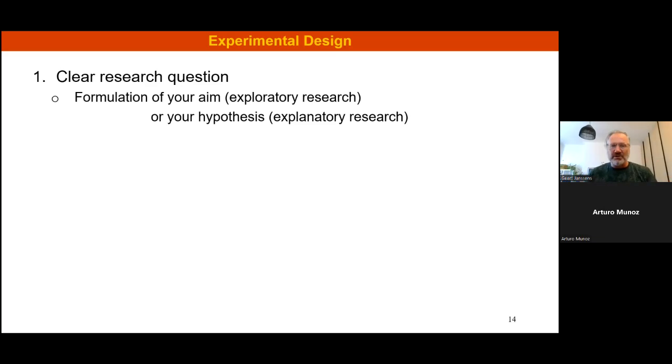didn't do it properly. So, formulation of your aim or your hypothesis. What's the difference between an aim and a hypothesis? An aim is mainly meant when you do exploratory research. You could say what Charles Darwin did when he discovered the theory of evolution is exploratory research. So it can be very valuable. It's just going out and saying, okay, we aim, you have a clear research question.